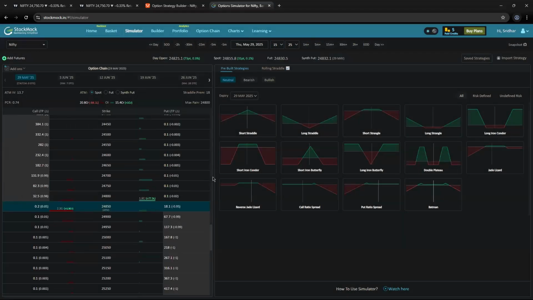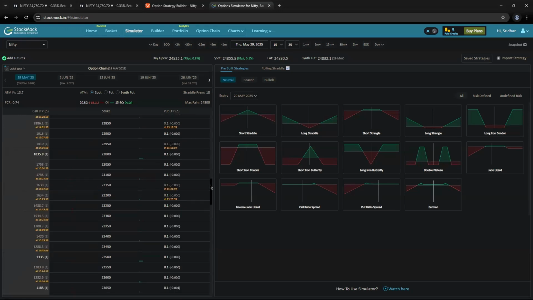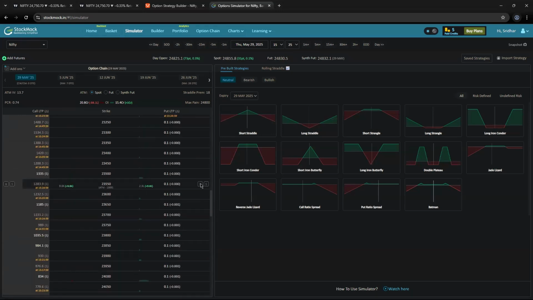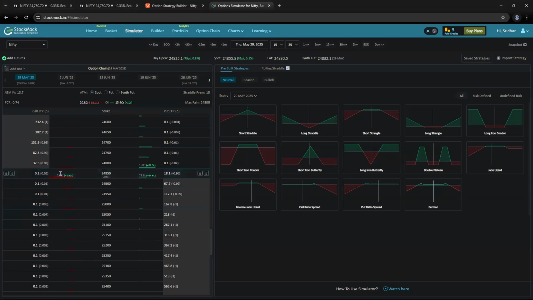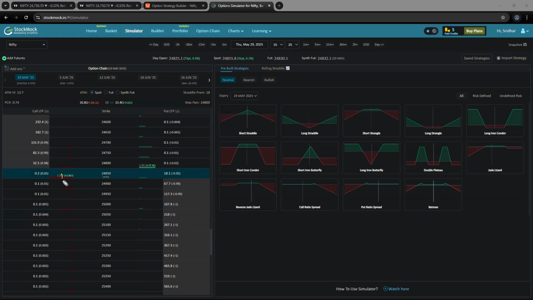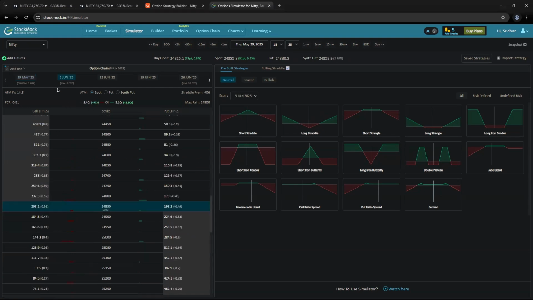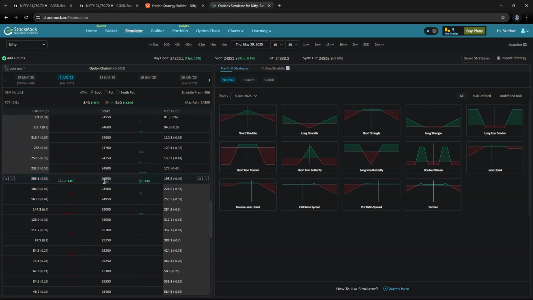3:25. So as per our strategy at 3:25 p.m., what did we want? We wanted the at the money strike price. So from the at the money strike price, we just change the option chain to 5th June. Very good. 24,850 was your strike price.